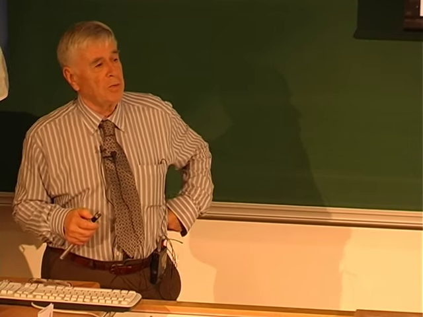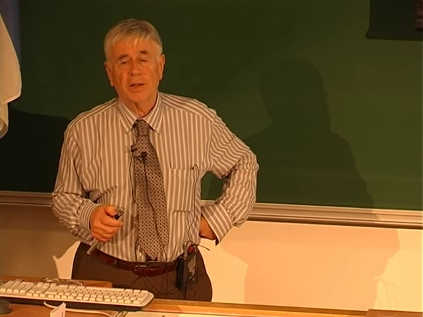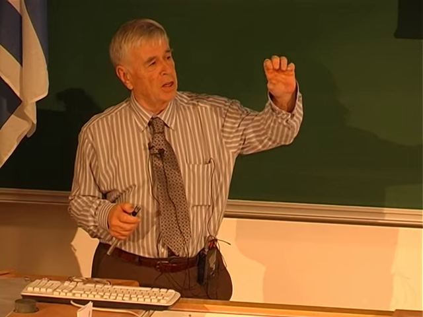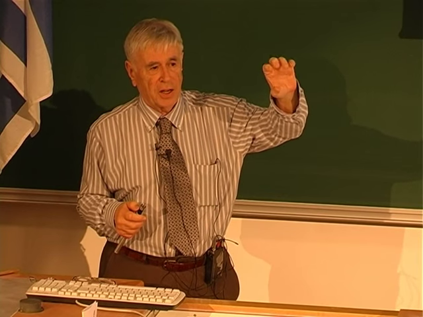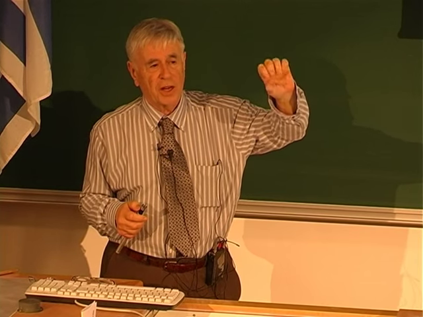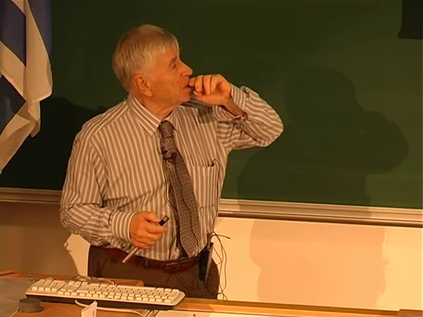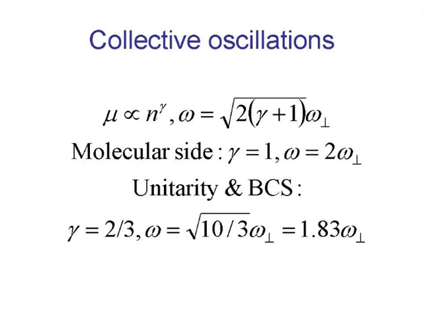Actually, in the experiment, one type of oscillation was considered, when this cloud oscillates in such a way, perpendicular to the axis, to the main axis direction. This is the breathing mode. And if the chemical potential depends on the density on this level, the frequency of this mode has such a simple expression, from theory. So you can calculate in any limiting case.